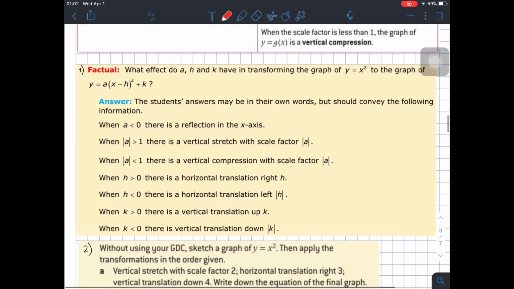So try to remember this equation over here, and if you understand this well and what each of the letters represent, this will be very easy for you to solve.